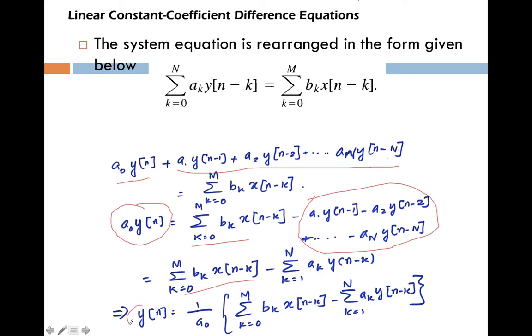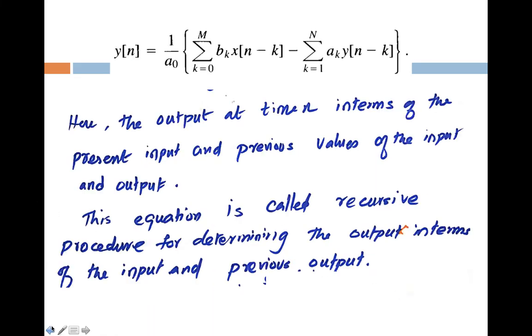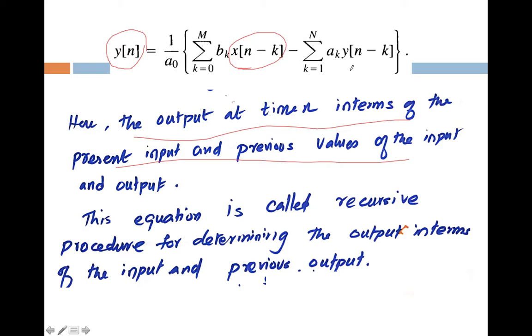Now y of n I can write as 1 by a naught into the rest of the things: summation k equal to 0 to M b k into x of n minus k minus summation k equal to 1 to N a suffix k y of n minus k. Here we have the output at time n in terms of present and previous values of the input and output. When you see this, the output y of n depends upon the present and past input and past output.